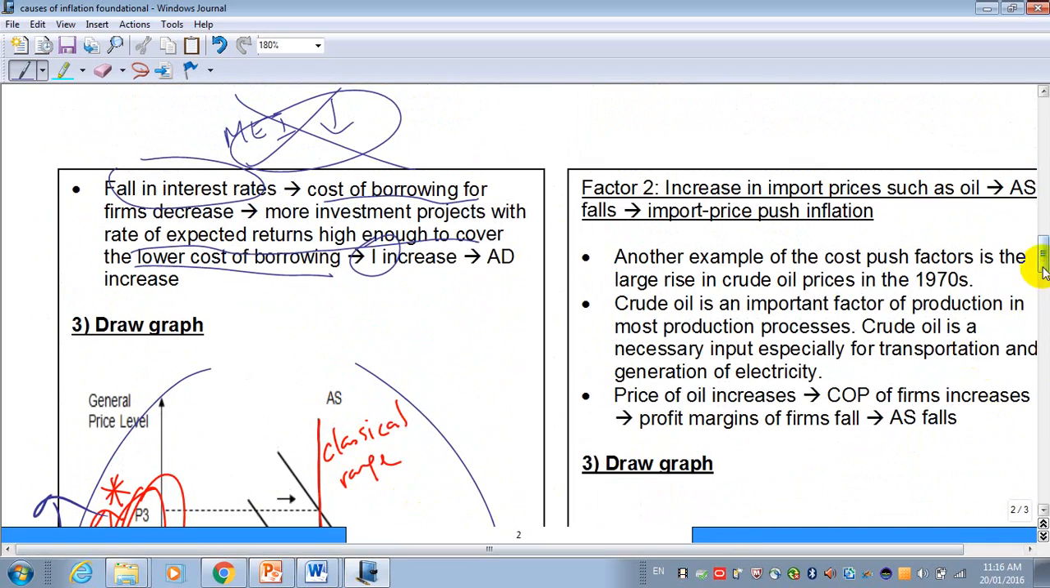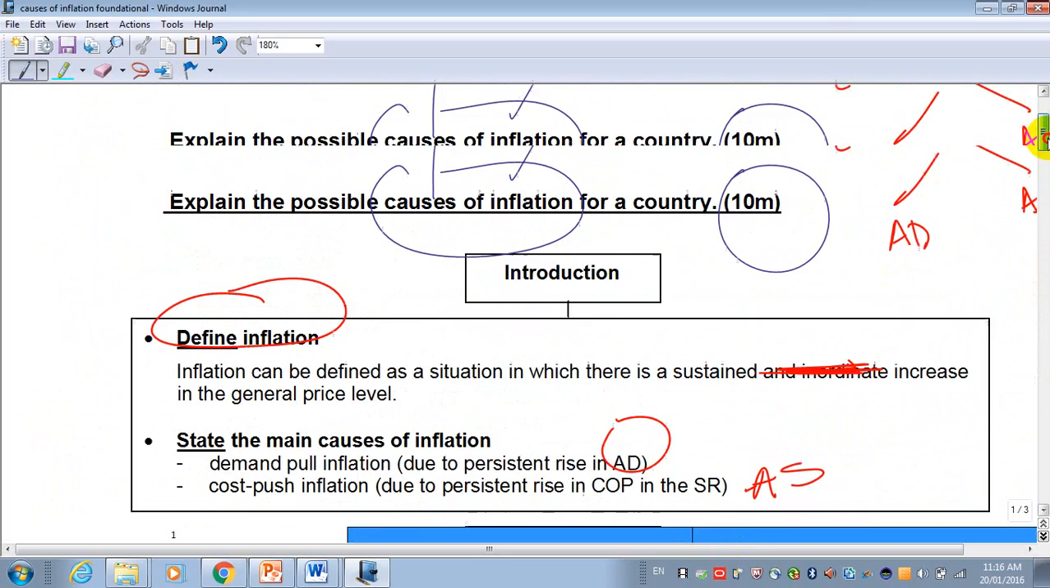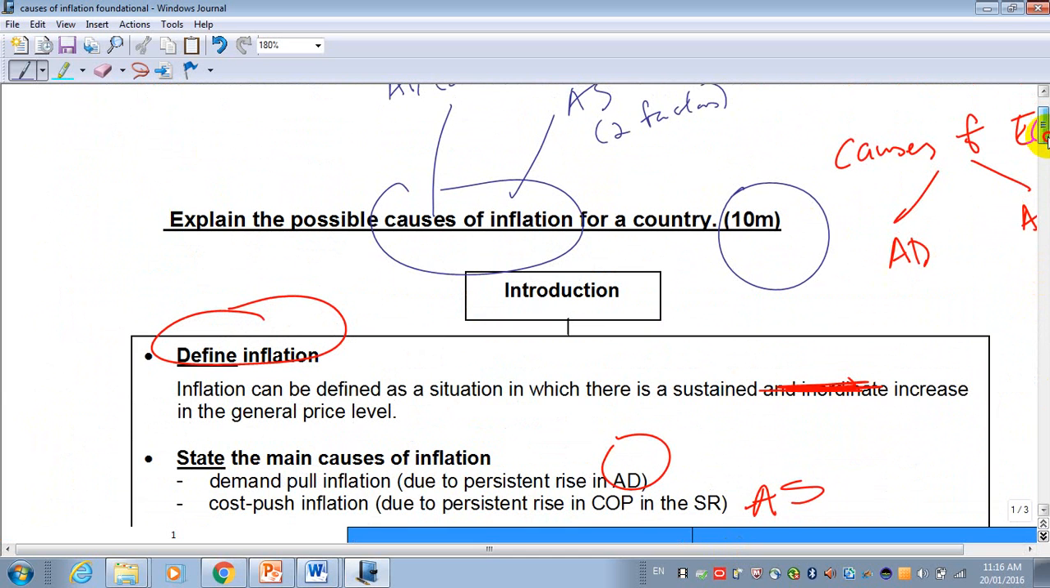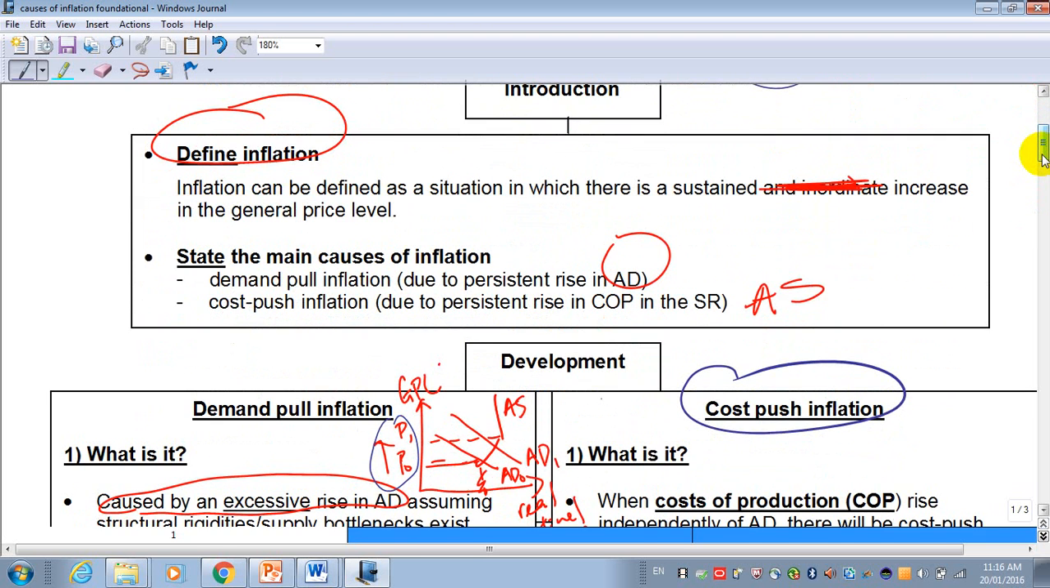Next, I'm going to go through cost push inflation. Right? I go back to the question: what are the possible causes of inflation? You talk about the demand side. You also talk about the AS side. You talk about AD and AS. Now I'm going to the cost push inflation side, which is related to AS.